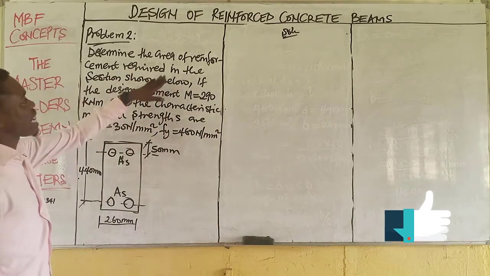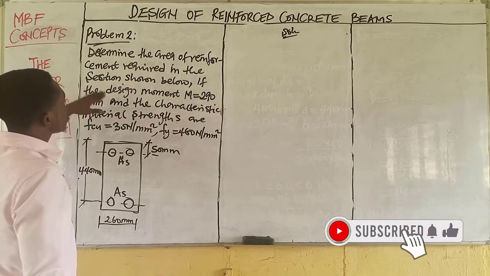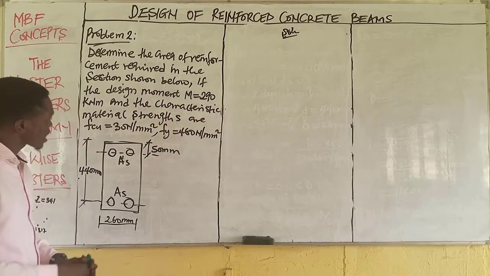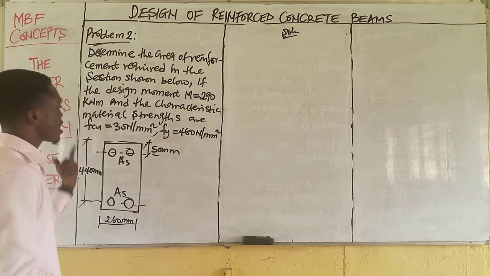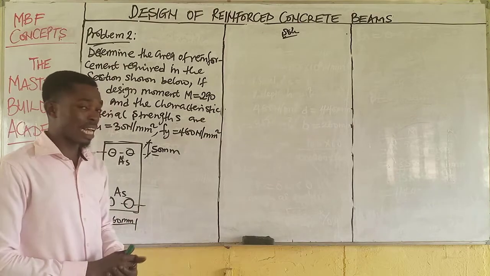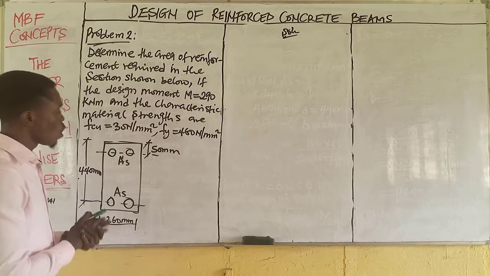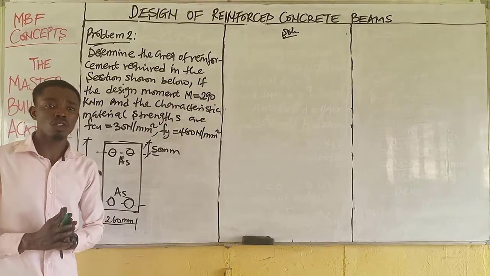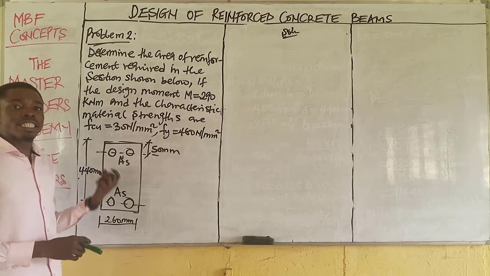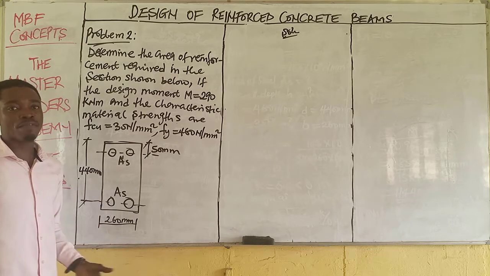We are asked to determine the area of reinforcement required in the section shown below if the design moment is equal to 290 kilonewton meter and the characteristic material strengths are fcu is 30 and fy is 460, and this is the diagram we're given. So this is the cross section of the beam. Looking at the cross section with these symbols, it is an indication that this reinforced concrete section is to be designed as doubly reinforced.